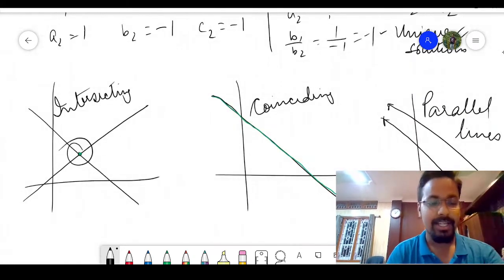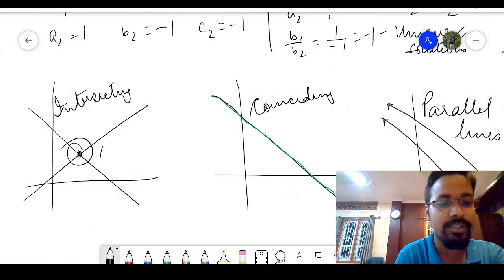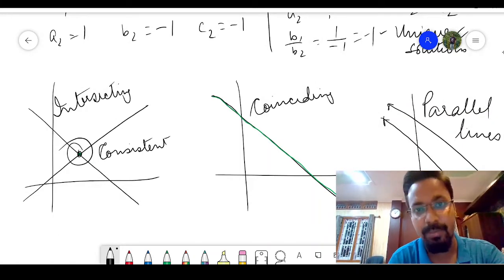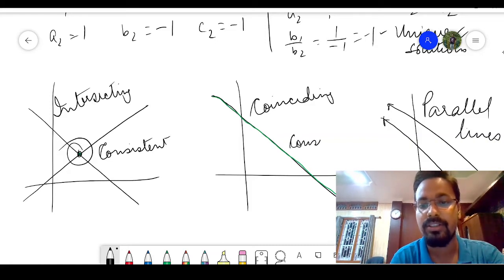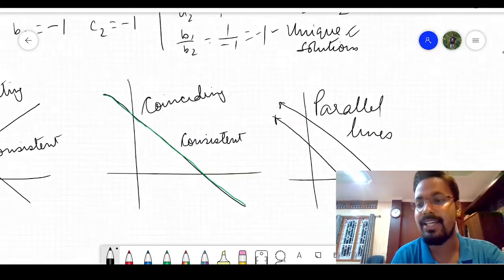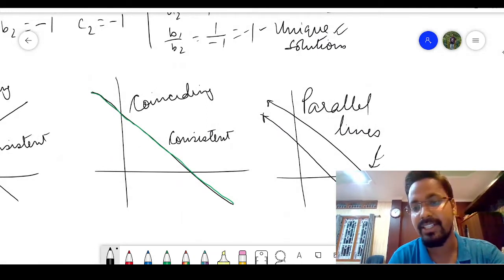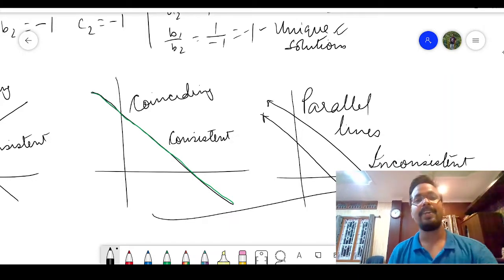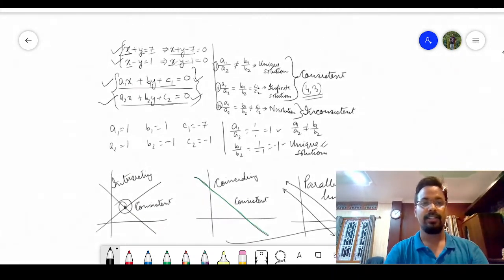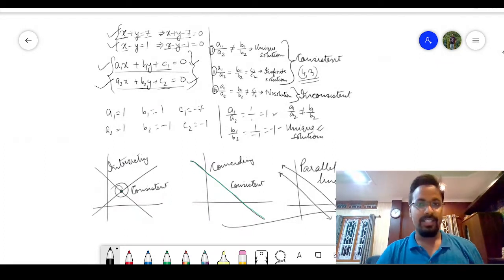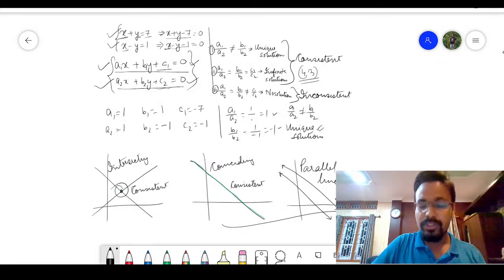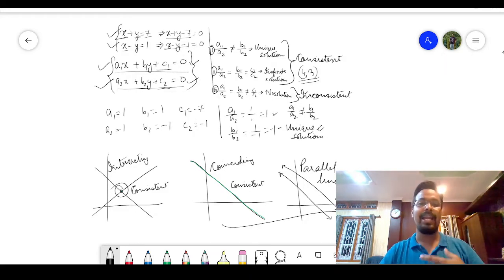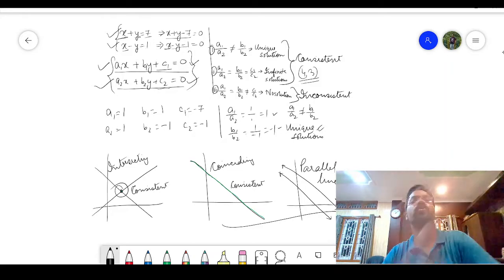So if we look into the graph, since here we are getting one solution, it is obviously consistent. Here we are getting many solutions, an infinite number of solutions, so it is also consistent. And in this case, parallel lines, obviously they are not intersecting, so it is inconsistent. So that is how we understand consistency and inconsistency of equations, how many solutions we are going to get for a pair of linear equations in two variables, and whether we are going to get a solution or not.